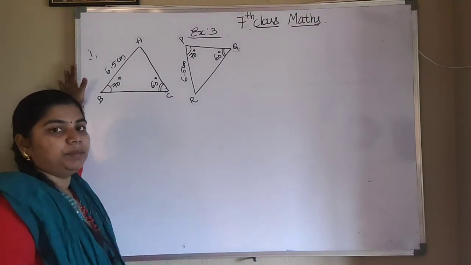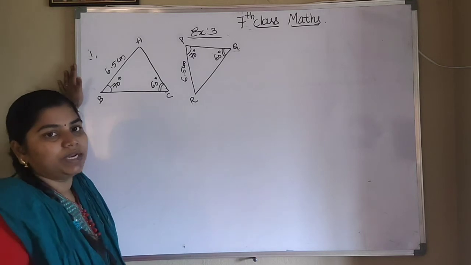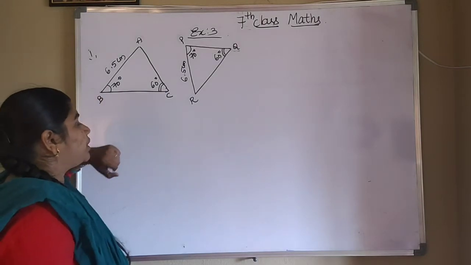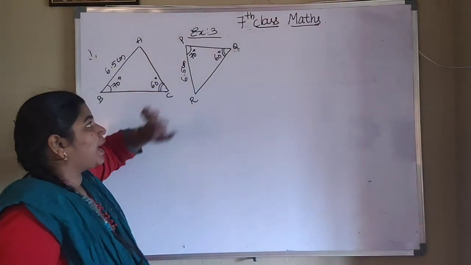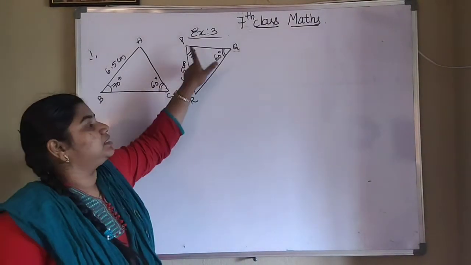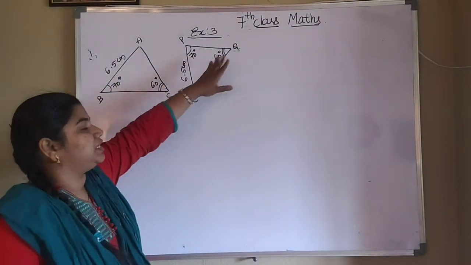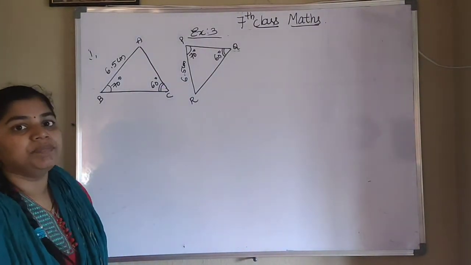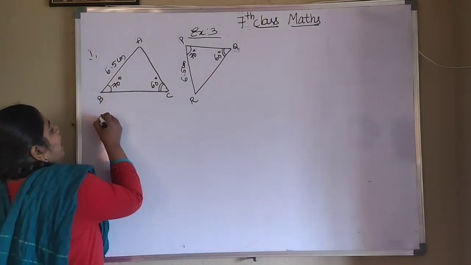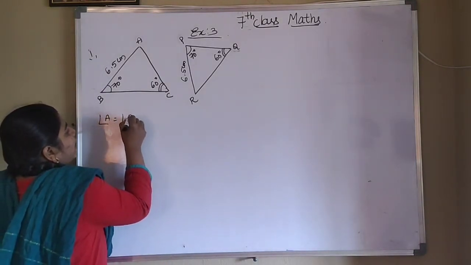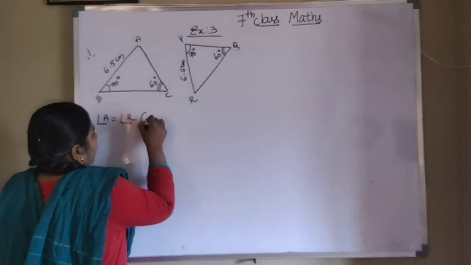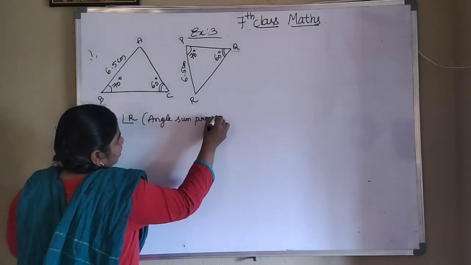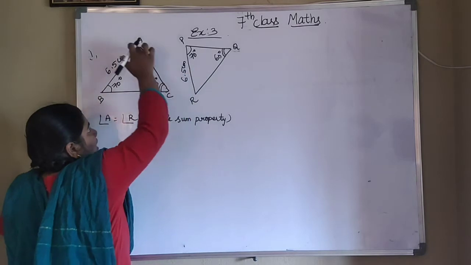Okay, so already in the explanation I gave you one example using the angle sum property. So here also, by using the angle sum property, you can say angle A is equal to angle R, because both the angles are the same in this case. Here also 70, 70, 60, 60. That means angle A will be equal to angle R by the angle sum property.